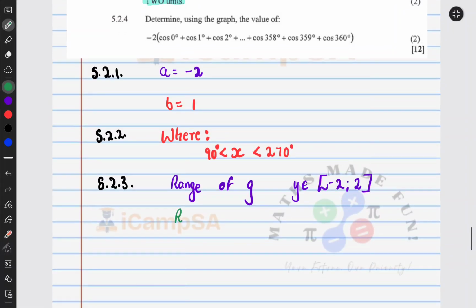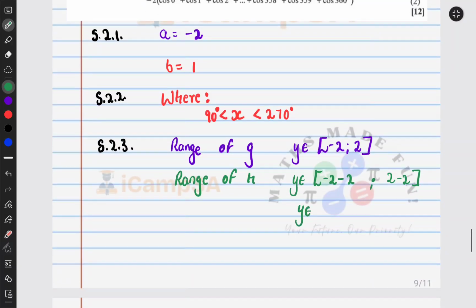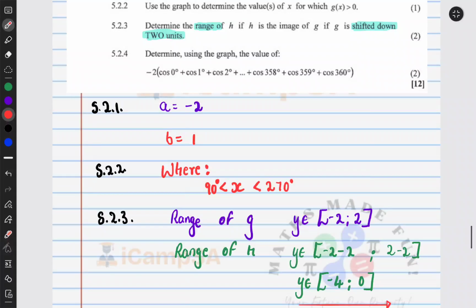So we have to do this now. When we are shifting a function downwards, we subtract, right? So for the range of h, we come to the range of g and we say y is an element of -2 minus 2, shifting it 2 units downwards, and then the maximum is 2 also minus 2. Therefore the range will be y is an element of, what is -2 minus 2 will be -4, and what is 2 minus 2 is 0, and that is the range for the h function. That is how you go about solving for that range.